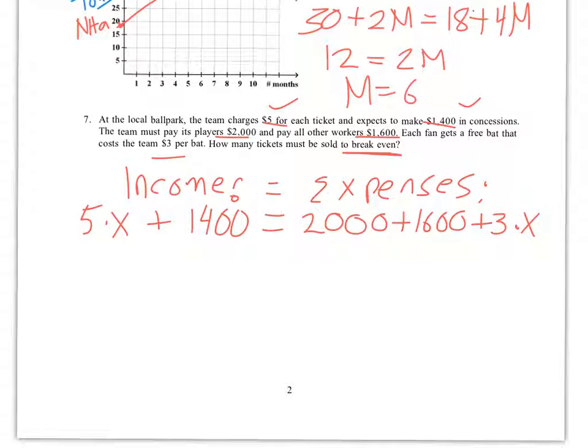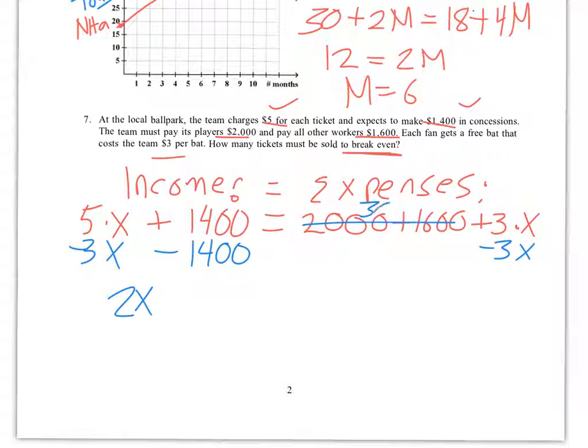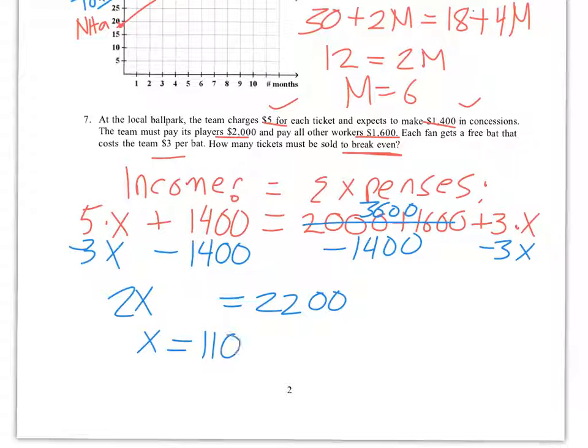I'm going to try to bring the x's over to the left, so minus 3x. And I get 2x, and I bring my numbers over to the right. 2,000 plus 1,600 is 3,600, minus 1,400 is going to be 2,200. It looks like the break-even point is going to be 1,100 tickets. So that means if I sell 1,100 tickets, I make as much money as I spend.